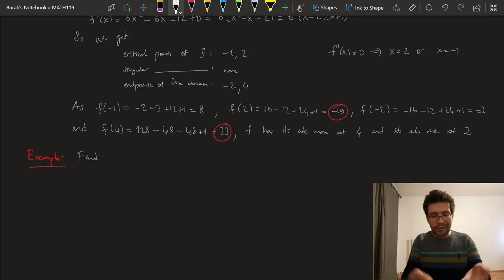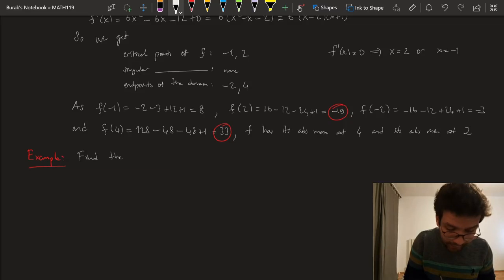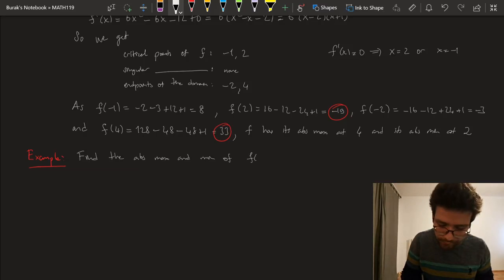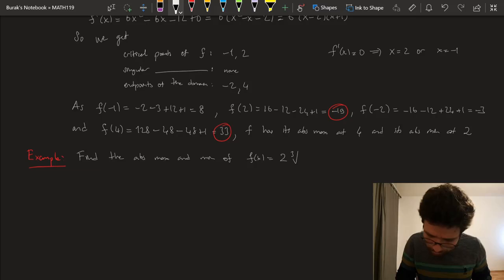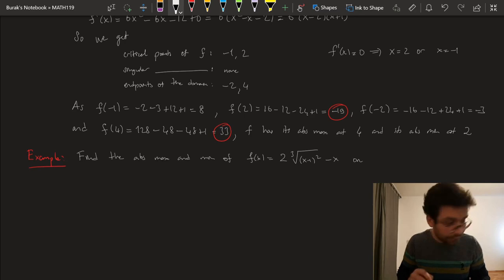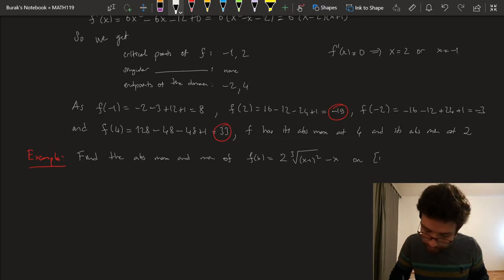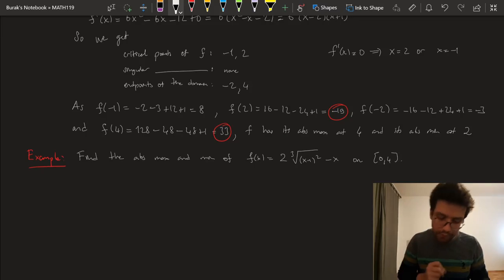At the moment, you know that if I give you a continuous function on a closed and bounded interval, absolute max and absolute min will exist. So I'm just gonna simply say find the absolute maximum and minimum of this function f of x equals 2 cube root of x minus 1 squared minus x on the interval 0, 4. Okay.